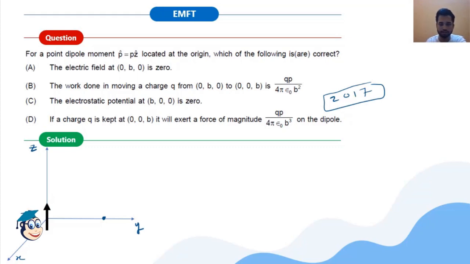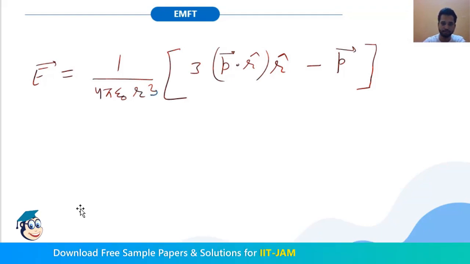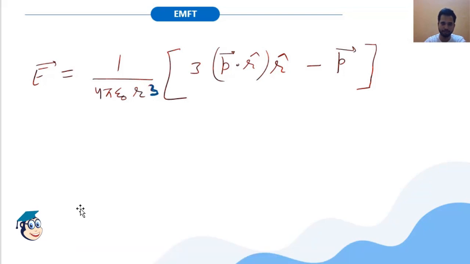Now the general expression for electric field is given by, you can look at the slide where we have derived the general expression for electric field, which is 1 over 4 pi epsilon naught r. This should be r cube. Please correct this, I have made a mistake here. This is r cube. Okay, we will use this formula in this question.